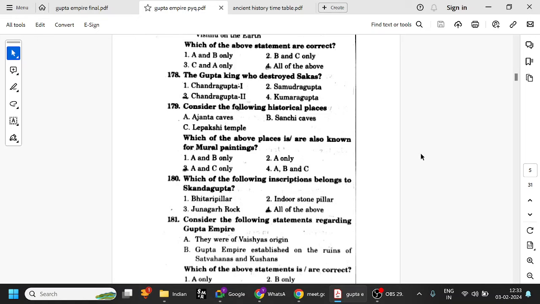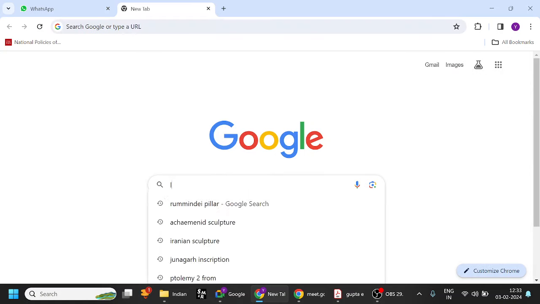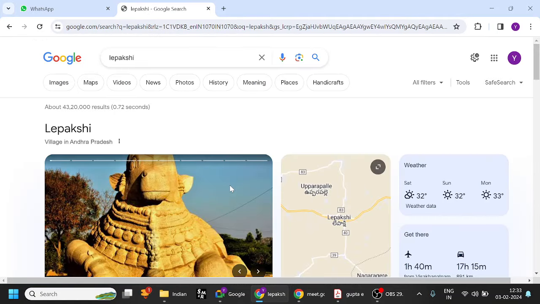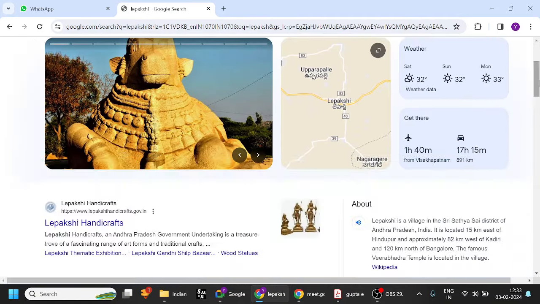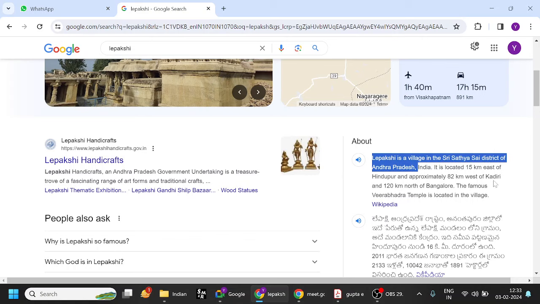So, which of the following are famous for mural paintings? Lepakshi, we've already seen the Lepakshi paintings, which are very famous, and Ajanta. Ajanta is in Maharashtra, right? Ajanta, Ellora. Lepakshi is in Karnataka, right? If I'm not wrong. Lepakshi temple, Lepakshi paintings. This big Nandi is very famous. Lepakshi is a village in Sri Satya Sai district of Andhra Pradesh. So it is more important for us. It is in Andhra only.